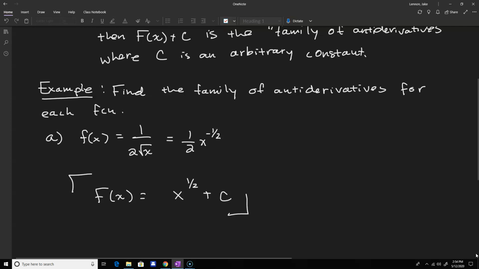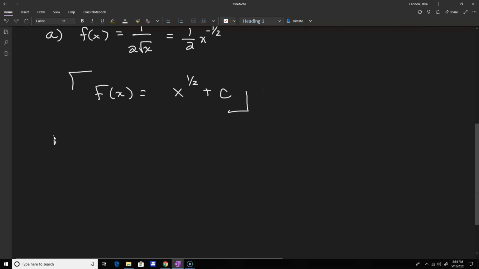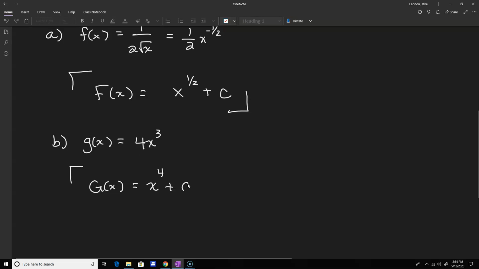How about another example? Let's look at B, maybe just an ordinary monomial. So B, let's suppose we have g of x equals 4x cubed. Again, this one is fairly straightforward because capital G of x, we know that differentiation would decrease the power by 1, so our first guess might be x to the 4th, and we see if we took the derivative, that 4 would come down in front and we'd get exactly g of x. So then to get the family, we would just add that plus a constant.